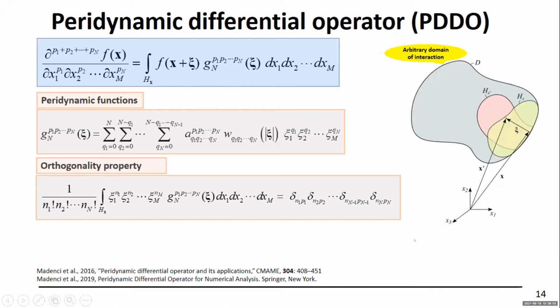So the peridynamic differential operator is very straightforward. Basically, you can reconstruct the local derivatives in terms of their peridynamic representation, as long as you construct the peridynamic functions. So here's point X interacting with X prime, arbitrarily located. You can assume the peridynamic function to be, let's say, polynomial. And these are the unknown coefficients, and these are the components of the relative position vector. If you determine these coefficients by satisfying the orthogonality property here, then you have the peridynamic functions. You put them back in here, then you perform the integration over the domain of interaction, and you get the local derivatives of any order you like.